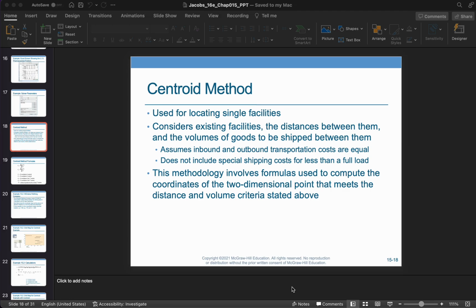Okay, so the final video for this week will be talking about using the centroid method for locating single facilities. Now, single facilities are actually very important, and they come up in different scenarios. One obvious scenario is Amazon, trying to figure out where your regional distribution center should be based upon all the demand you have in a certain region.